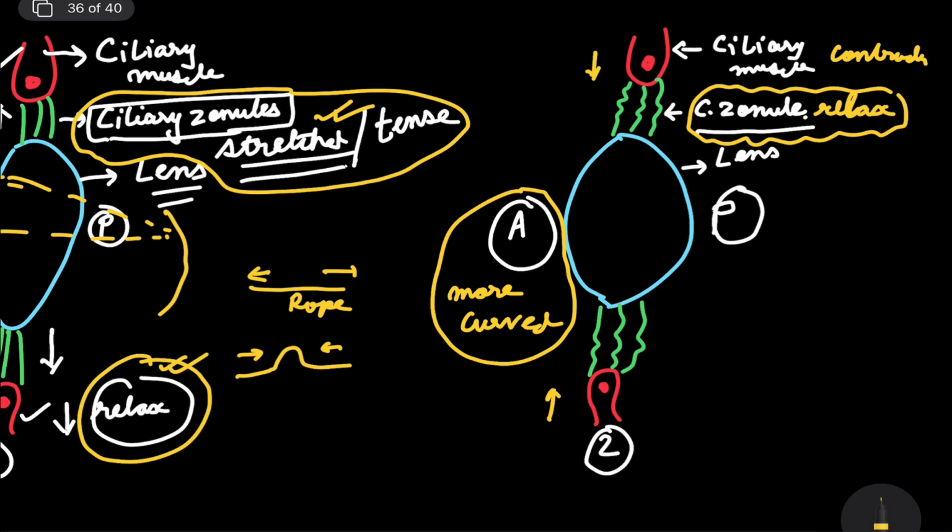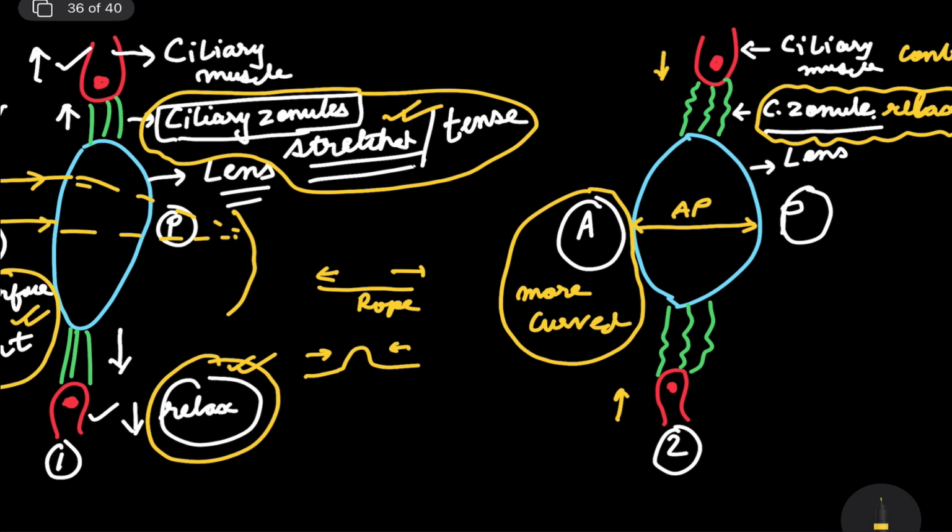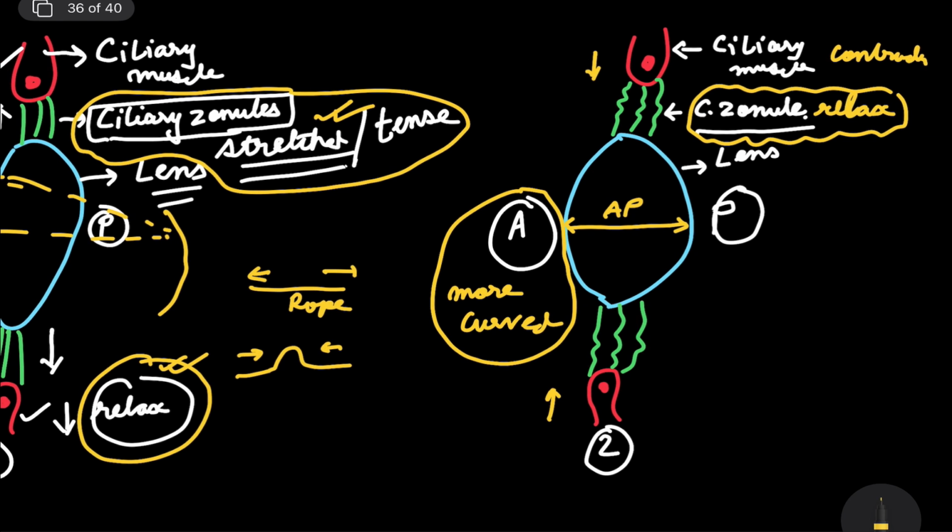Okay, so the anterior posterior diameter of the lens, the AP diameter of the lens, that will increase in this case. Why? Because the lens is more curved, or the anterior surface of the lens is more curved. But the posterior surface of the lens in both cases does not change much. So there is no change in the posterior curvature of the lens, only the anterior curvature of the lens changes.